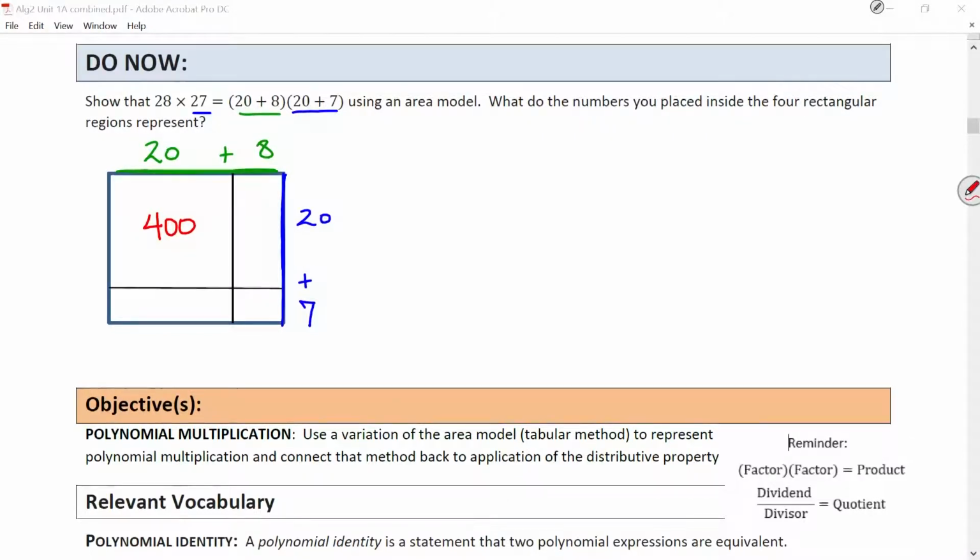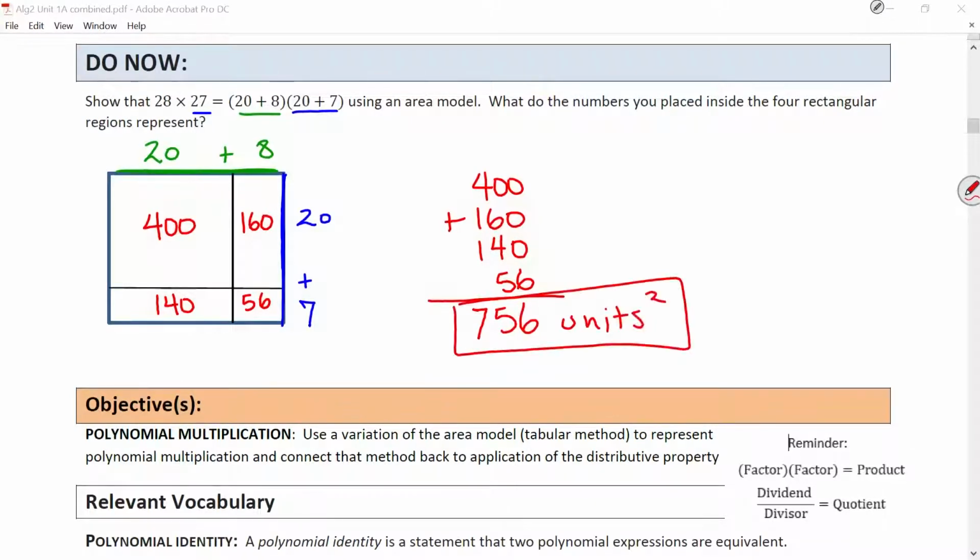And this rectangle right here is 20 times 8, or 160. The rectangle down here in the bottom left is 20 times 7, or 140. And then the rectangle in the bottom right is 8 times 7, which is 56. Now, the way I figure out what 28 times 27 is, I add up all of the squares and rectangles in here. So I add 400, 160, 140, and 56, and I get 756 units squared. So that's an area model that you've seen before.